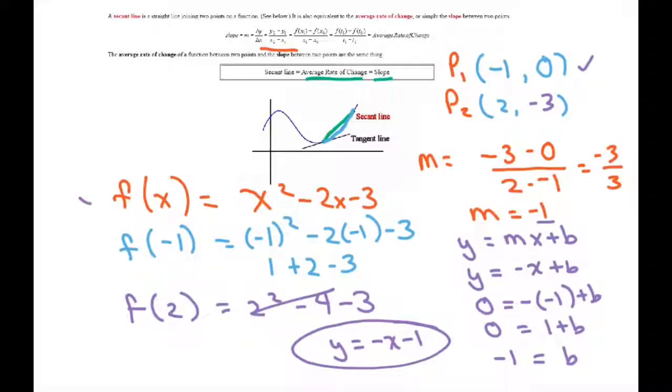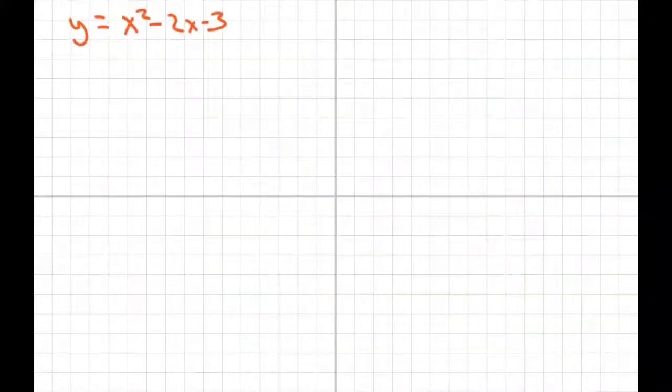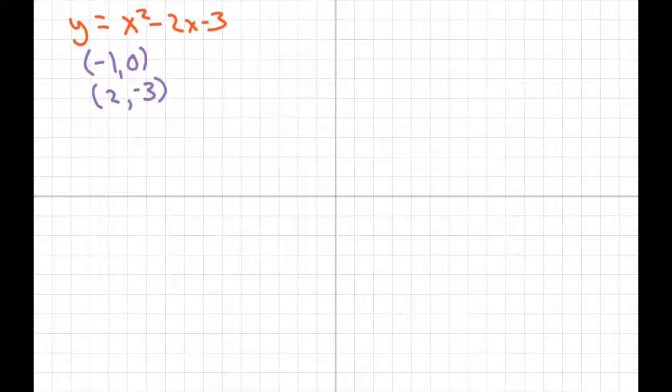So we're going to graph this and this. And I need to remember these 2 points: -1, 0 and 2, -3. Let me write that down: -1, 0 and 2, -3. Now, looking at our original equation here, we have a y-intercept at -3. So let's graph that.